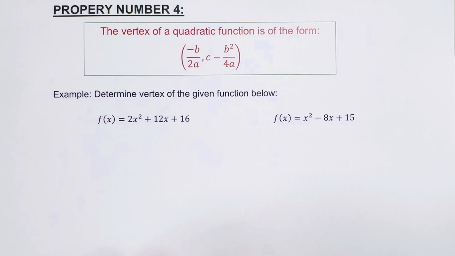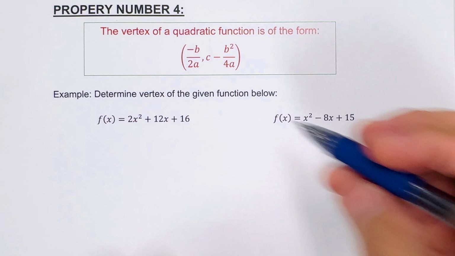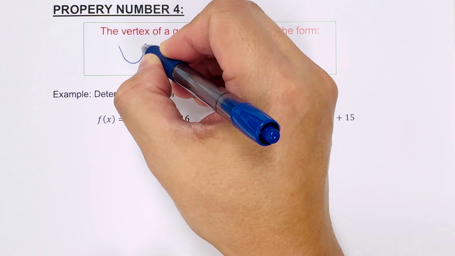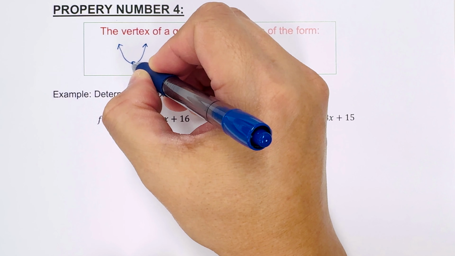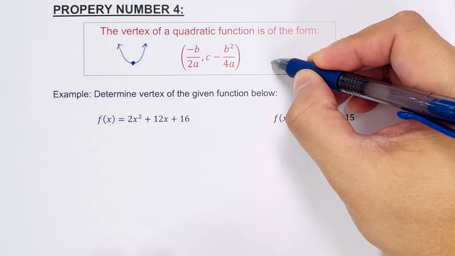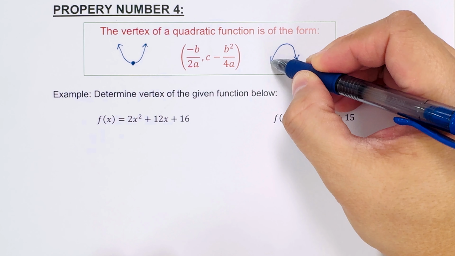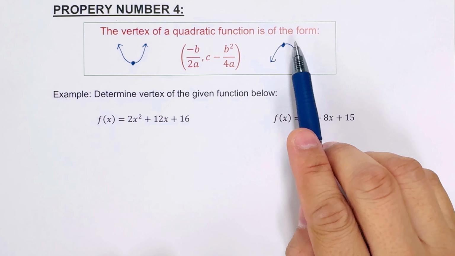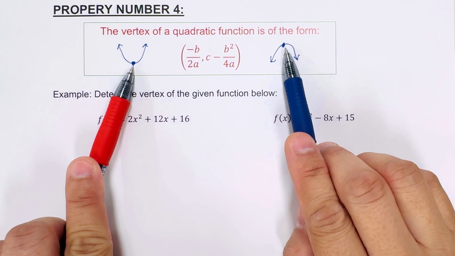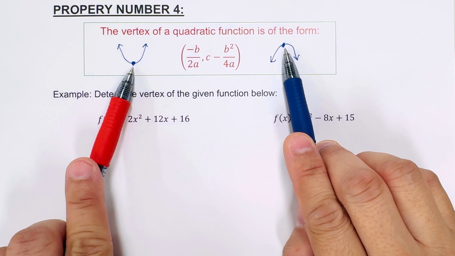Okay, so let's go over property number 4 here. The property says that the vertex of a quadratic function is of the form. So this is the equation right here. Now, what is the vertex of a quadratic function? If I have this graph, the vertex is the lowest point or the minimum, or it can also be the highest point. So this is our vertex. These two here are the vertices of a quadratic function. So it's going to be the maximum or a minimum.